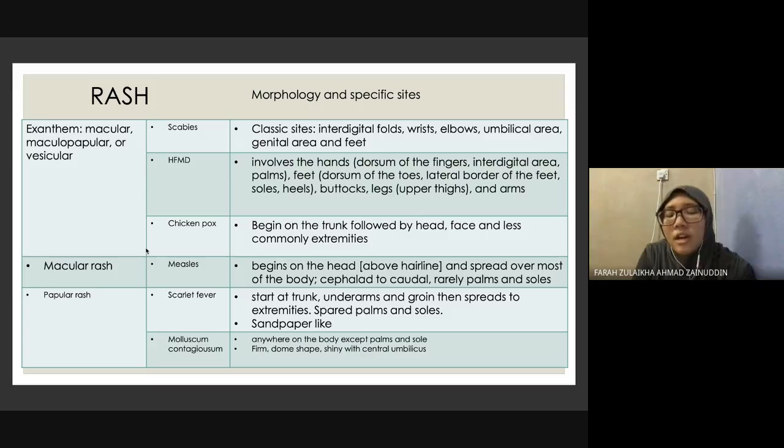While papular rash, such as scarlet fever and molluscum contagiosum. So scarlet fever starts at the trunk, underarms and groin, and then spreads to the extremities. The classical feature of scarlet fever would be sandpaper-like. If it's molluscum contagiosum, it can occur on any part of the body except for the palms and soles. So we need to look at the attributes of the rash itself. For molluscum contagiosum, it is firm, dome-shaped, pearly, shiny, and with central umbilication.